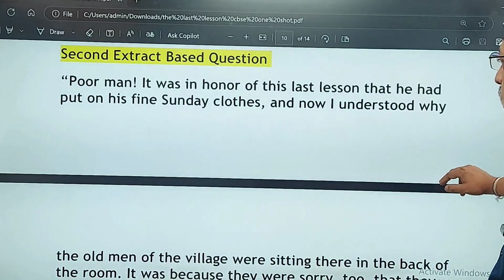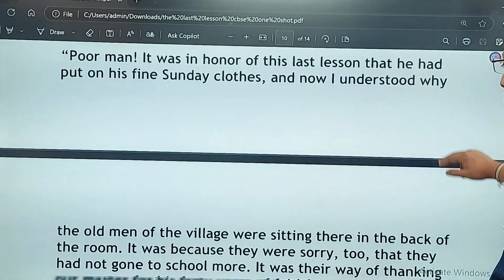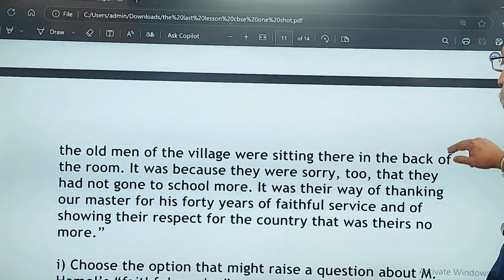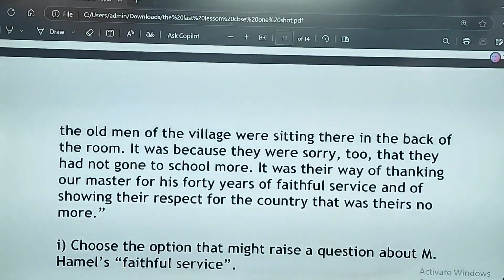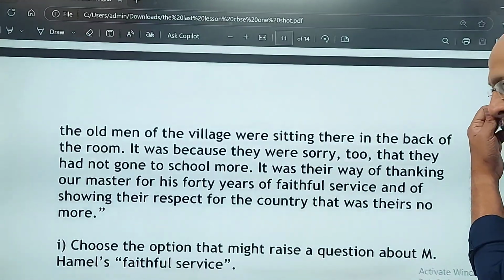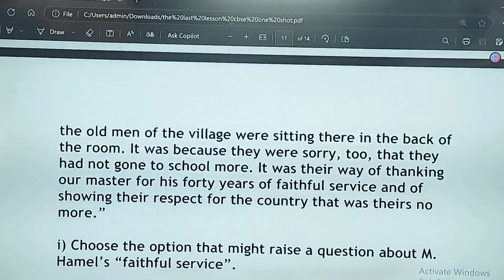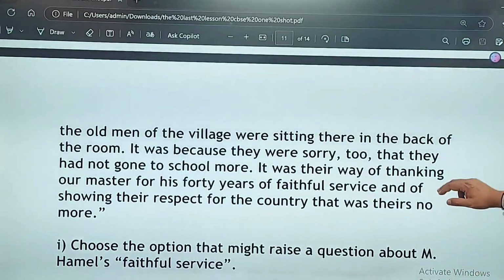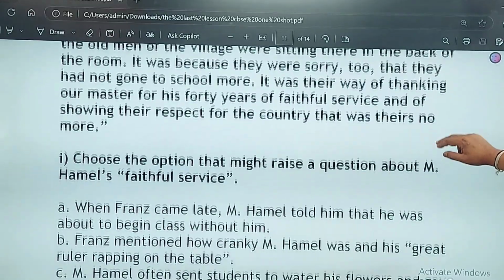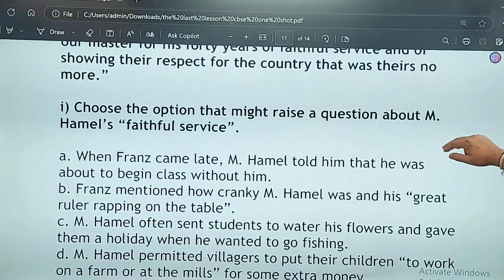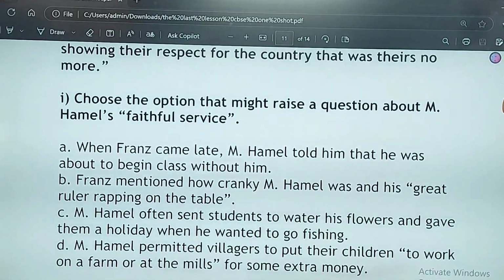"After a while, poor man, it was in honor of the day he had put on his hair. And now I understand the old men of the village were sitting there in the back of the room. It was because they were sorry." So it's talking about who all were there in the classroom that day. Shall I go ahead? Choose the option that might raise a question about Hamel's faithful service. I want you to read this. I'm not reading this out. So once you read this, you would be able to answer.